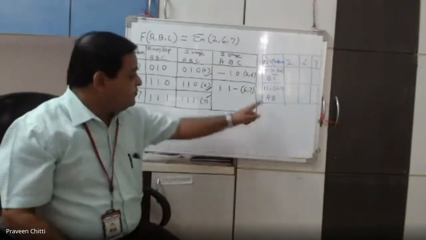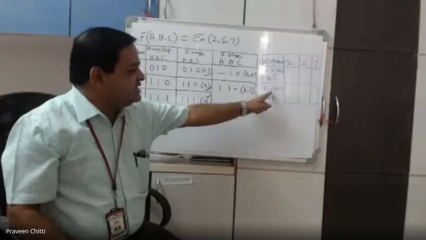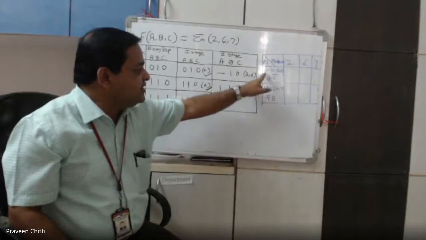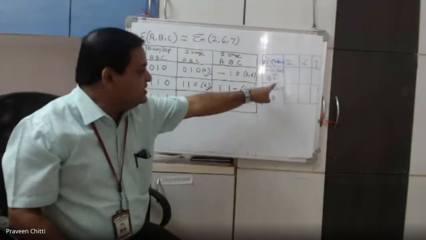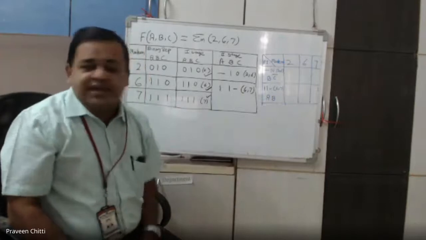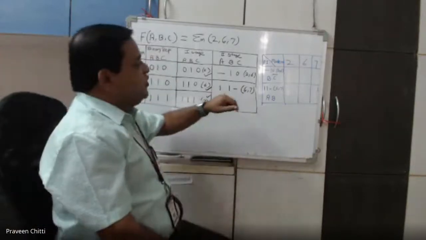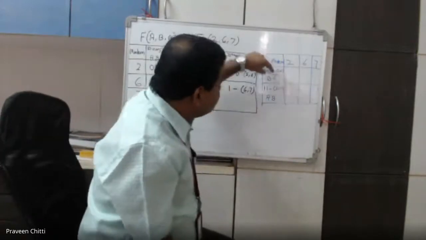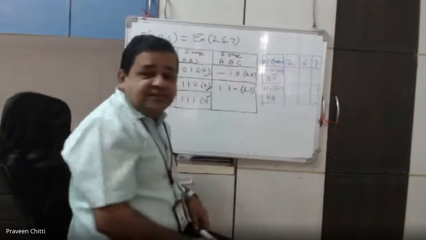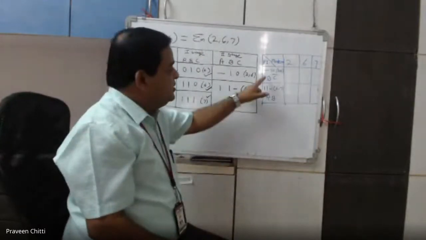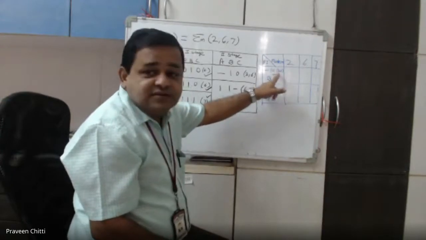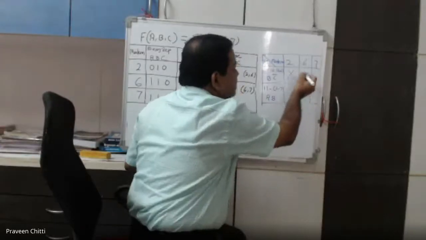Is that clear? Yes, sir. In A, B, C, dash means that particular variable is eliminated. Here A is eliminated, here C is eliminated. Here B is present, 0 means C bar is present. Here both are 1 means A and B are present. Next, what we need to do is this particular prime implicant, B C bar, covers which min terms? It is covering 2 and 6. So you have to put a cross mark here in 2 and 6.